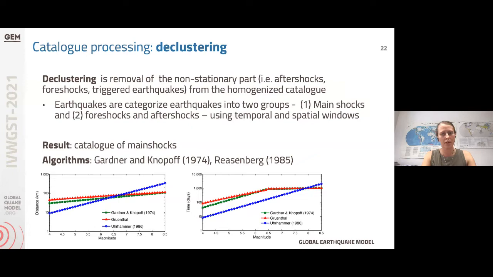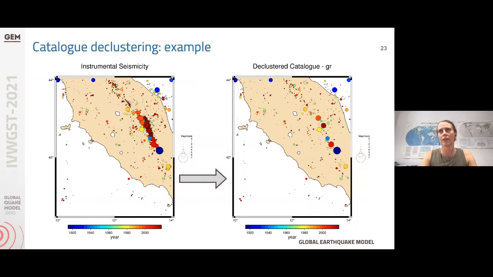And the plots at the bottom of the screen here show three different common windowing approaches that are used, each of them being a little more or a little less conservative than the others in terms of what is considered a related event. So showing an example of this, we're looking at central Italy, and on the left is the complete catalog for this area. And you'll notice a northwest southeast band of seismicity following the Apennine region that includes some of the recent earthquakes as well as their aftershocks. And once we've declustered the catalog and viewing the figure on the right, a lot of those aftershocks have been removed, and we're only keeping the main shock earthquakes.